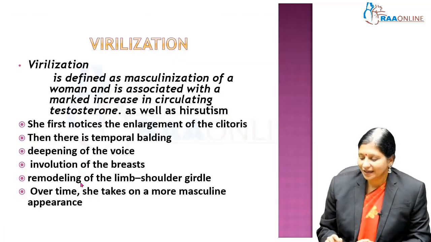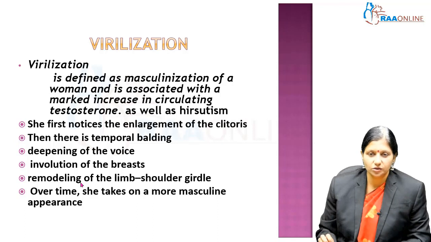Now what is virilization? Virilization is defined as masculinization, and it is associated with increasing testosterone levels as well as hirsutism. In virilization, the first thing to happen is enlargement of the clitoris, then temporal balding, then deepening of the voice, then gradually the breasts involute, and then there can be remodeling of the limb and shoulder girdle, and over time she takes on a more masculine appearance. So this is a slow exposure over time to testosterone in a female.